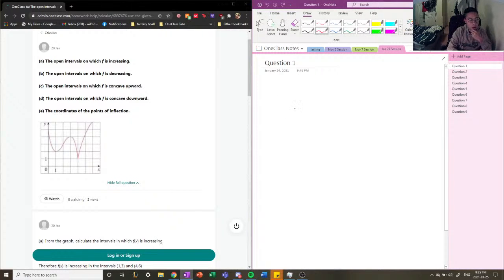So they're going to ask us to find the open intervals on which the function is increasing, okay? And there's a difference between what an open interval is and a closed interval is. If we had an open interval, we would use round brackets as the notation, and this means that this interval includes all the values in between A and B. However, it does not include A and B.